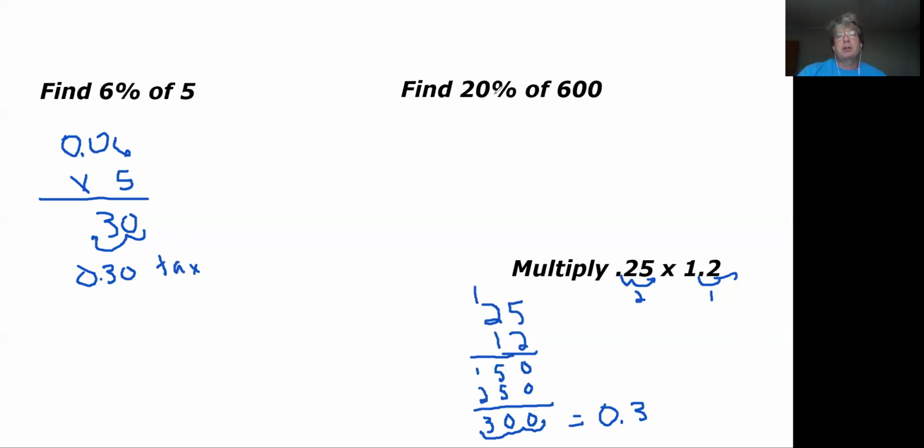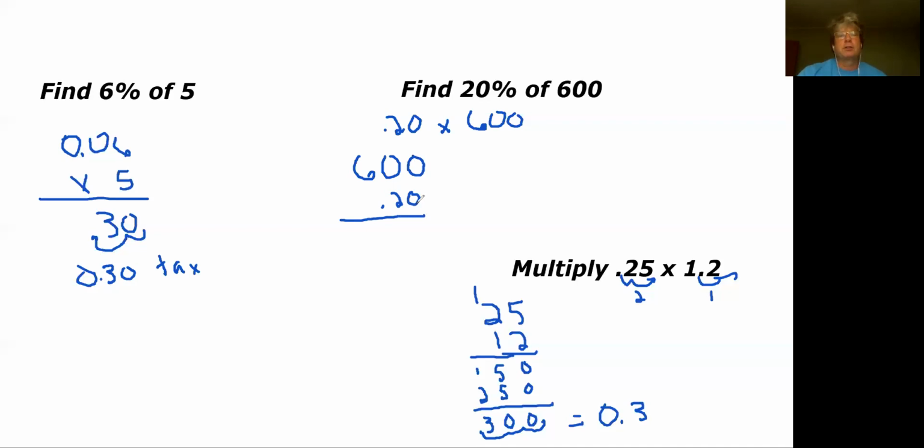20% of 600, again, we could change the percent to a decimal, moving the decimal 2 places to the left. So what I have then essentially is 0.20 times 600. I always like to put the bigger number on top. So in this case, the 600 has more digits, if you will, and the 0.20 has fewer digits.